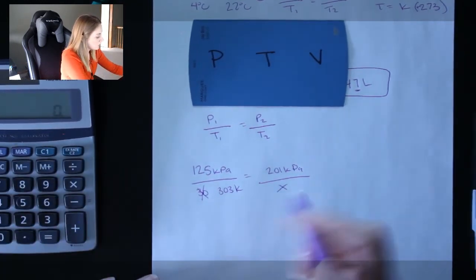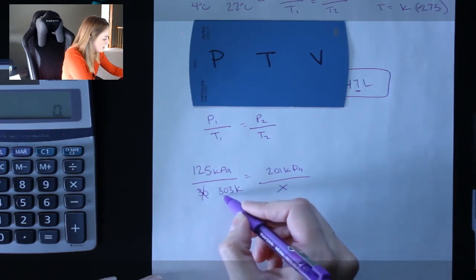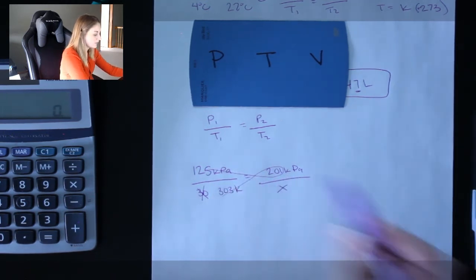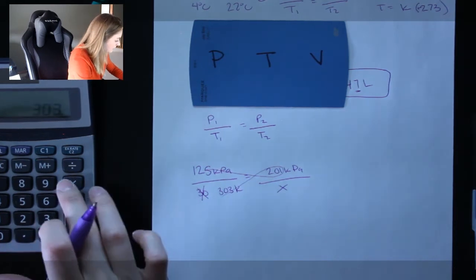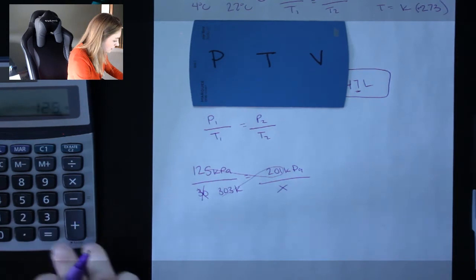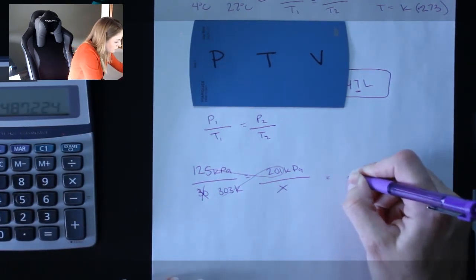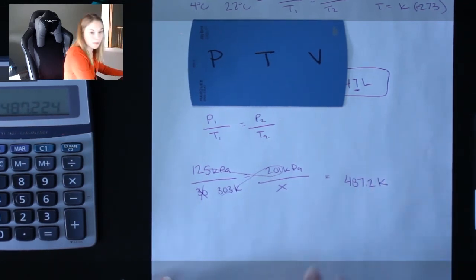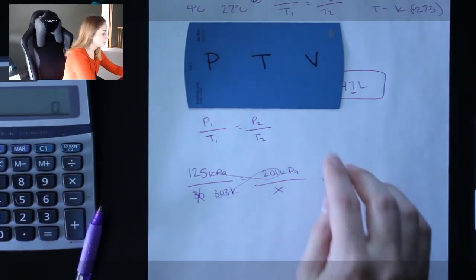Same as before, you're going to cross multiply and divide. So I'm going to take 303 multiplied by 201 and then divide by 125. Cross multiply and divide. Times 201 divided by 125 is equal to 487.2 Kelvin.